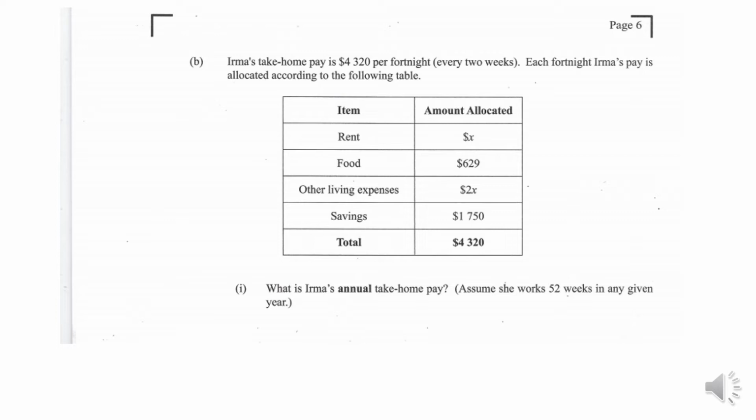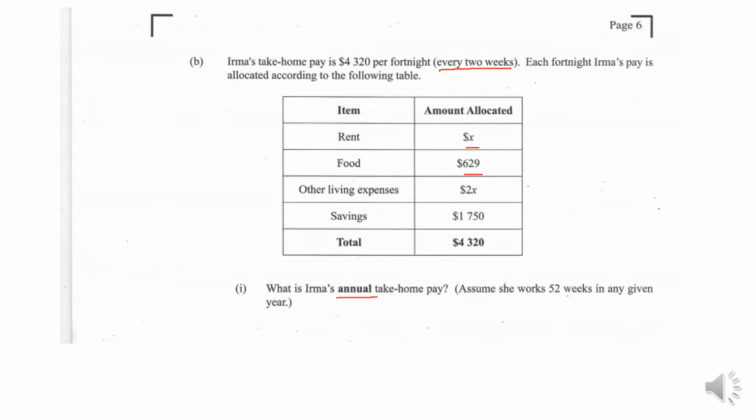Irma's take-home pay is $4,320 per fortnight, and they specify what a fortnight is: every 2 weeks. Each fortnight, Irma's pay is allocated according to the following table. So she has rent, that's X, we don't know that amount. Food, 629. Other living expenses, 2X. Savings is 1,750. Total 4,320. What is Irma's annual take-home pay?